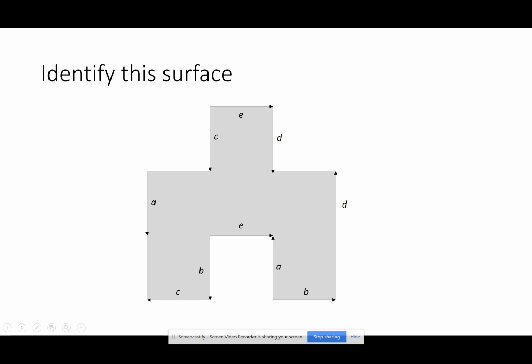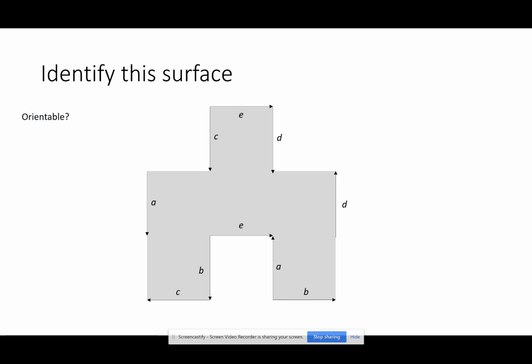So let's go through one more example of identifying a surface, right? Here, our surface is given as a plane model. Well, there are a lot of edges in this polygon. There are 5 pairs of edges. A is glued to A, B to B, and so on. And there are 4 unlabeled edges. And we need to figure out what this surface is, right?